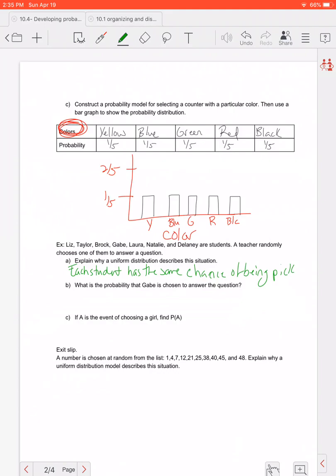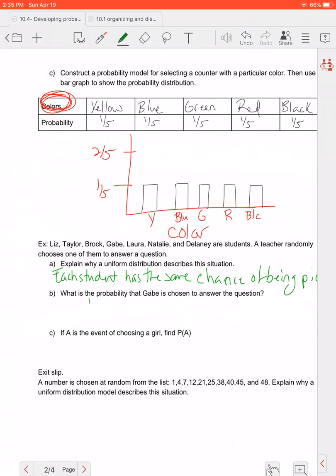So what's the probability that Gabe is randomly chosen to answer this question? So there's one Gabe. There's not two Gabes in the class. And we have 1, 2, 3, 4, 5, 6, 7 total students to choose from. So there's a 1 in 7 chance that Gabe is going to be chosen.